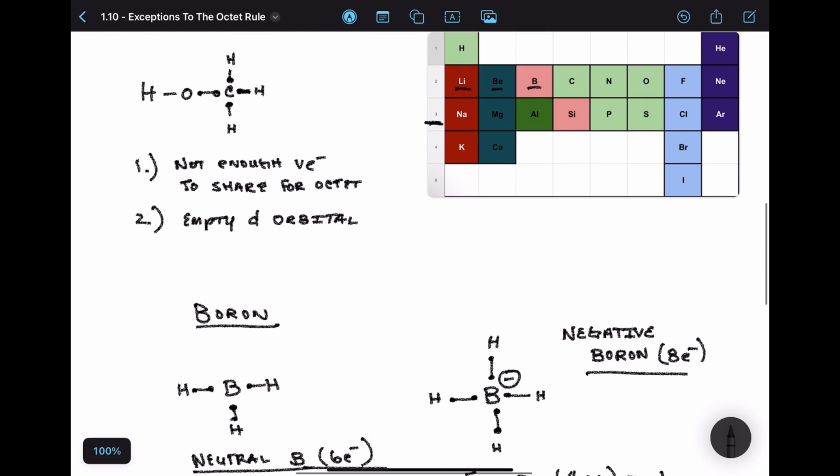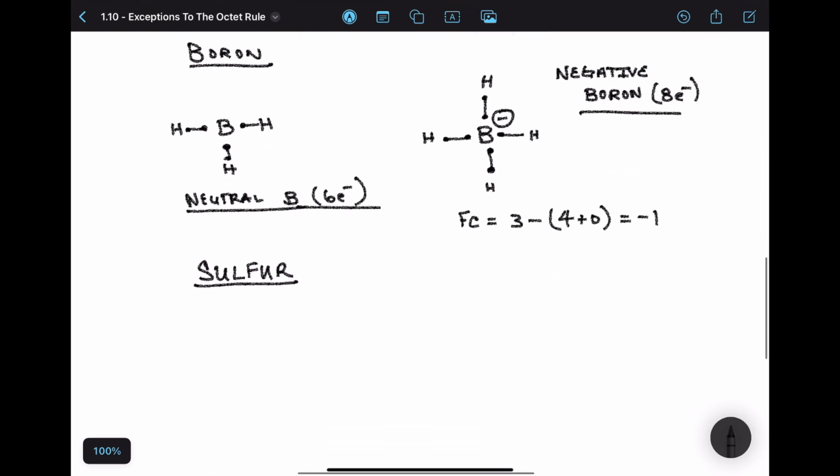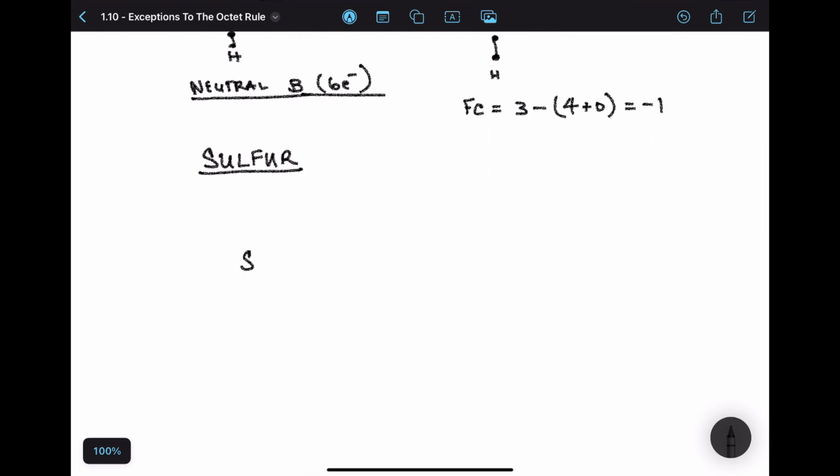If we look at sulfur on the condensed periodic table, it has 6 valence electrons. And so we're going to go ahead and draw 6 around sulfur. And so if I put 2 hydrogens there, I have a neutral sulfur, right? And then I have 8 electrons around it. Right? So this is happy because we're neutral and we've achieved our octet.